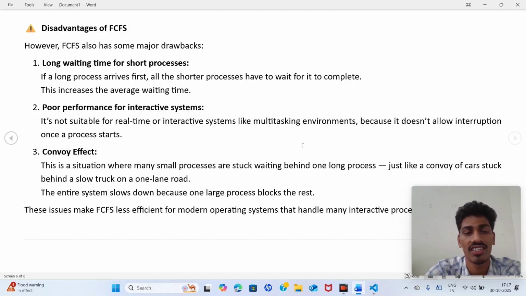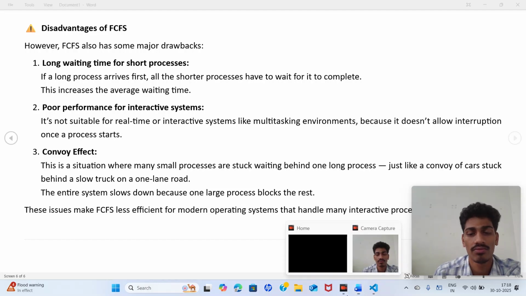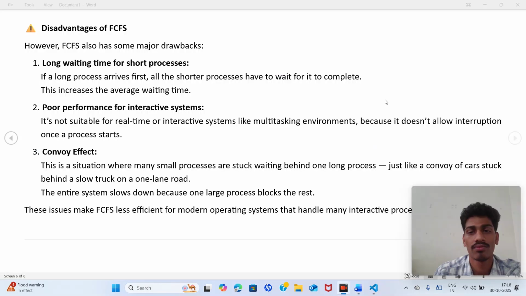I would like to conclude that the first come first serve scheduling algorithm is the most basic and straightforward scheduling method used in operating systems. It works on the principle of whoever comes first gets served first. While it's easy to implement and understand, it has limitations such as long waiting times and the convoy effect. It is a foundation for advanced algorithms like SJF, shortest job first, priority scheduling and round robin. Understanding FCFS gives a clear starting point to learn how operating systems manage multiple processes efficiently.